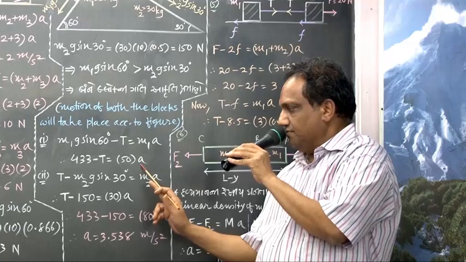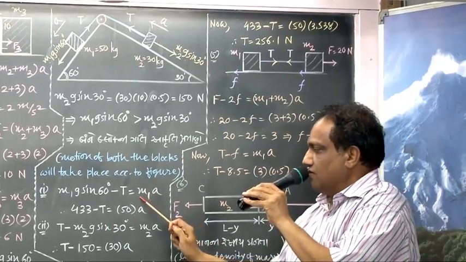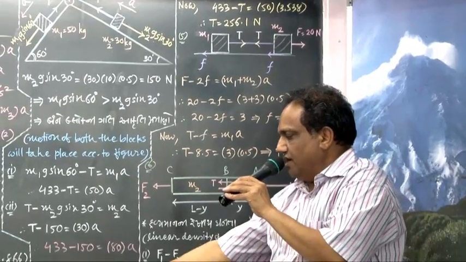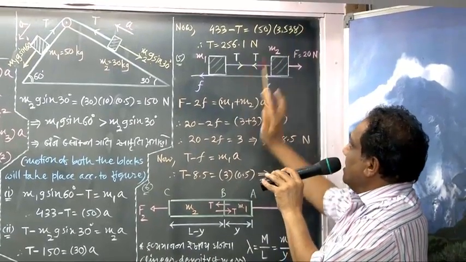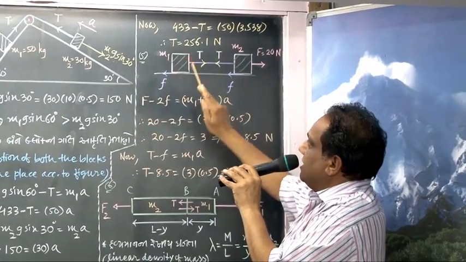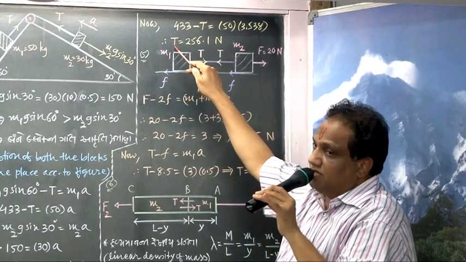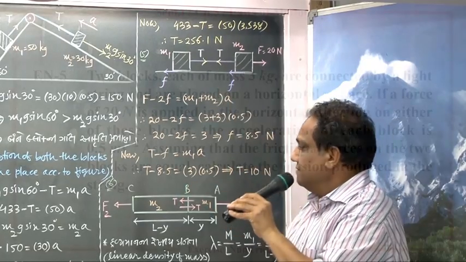I am putting over here. 433 minus T equals m1 into a. m1 is 50 kg into a. A value is 3.538. Now from this you can find out T. It comes out to be 256.1 unit of tension. Tension is some sort of force. It is Newton. Right. Next.